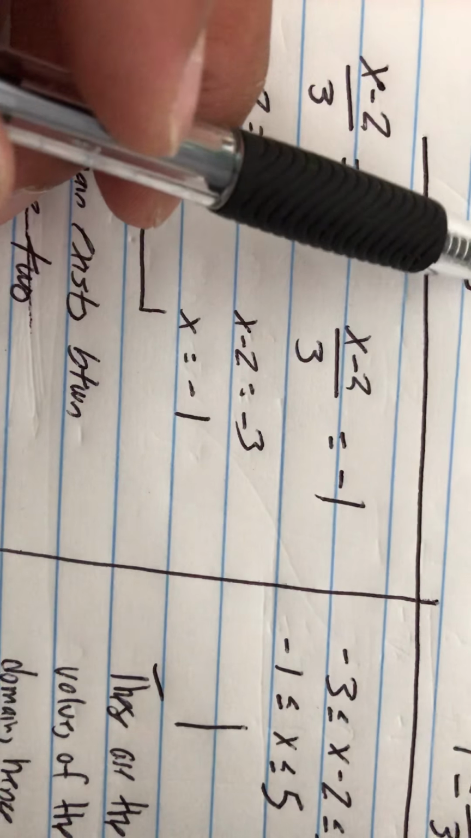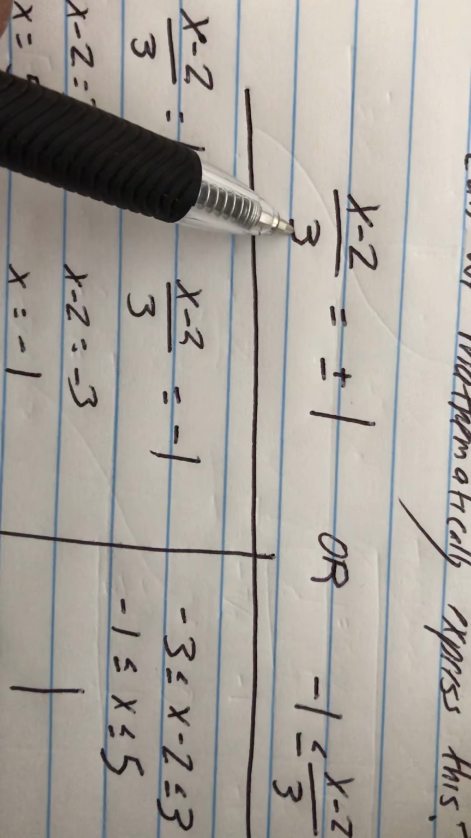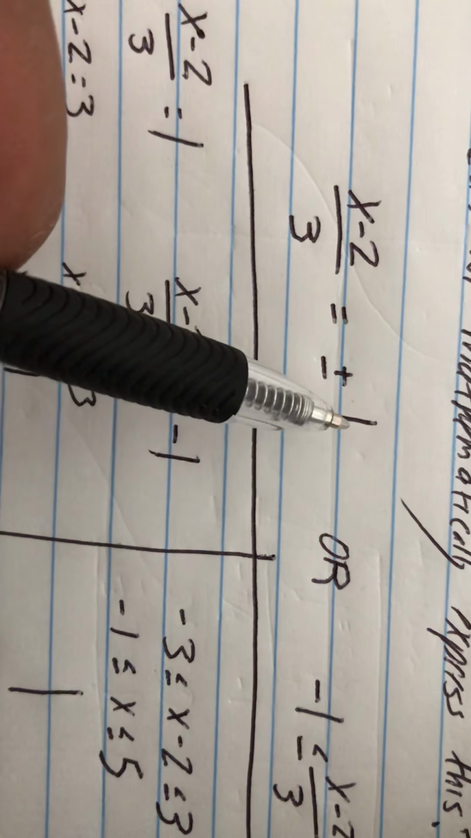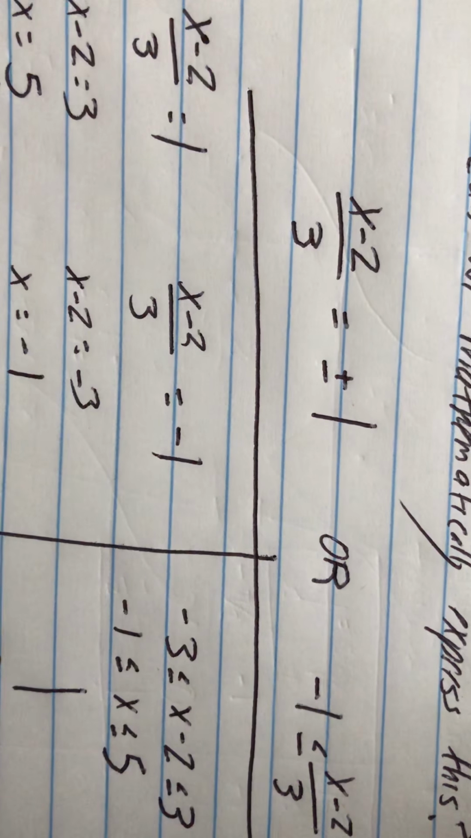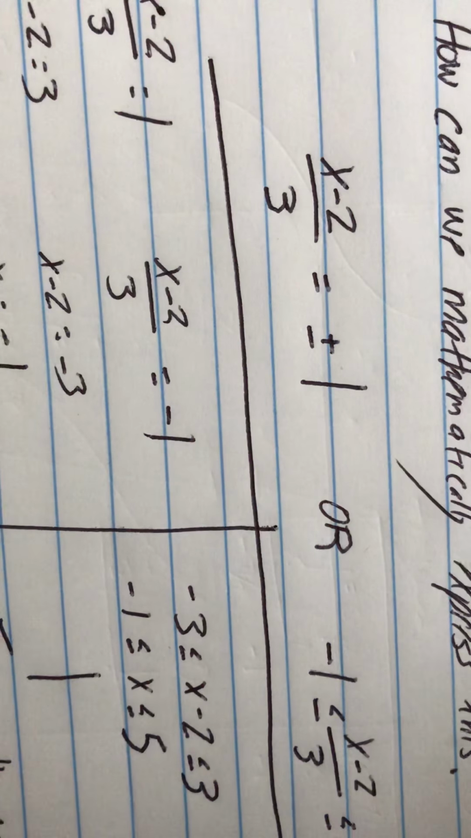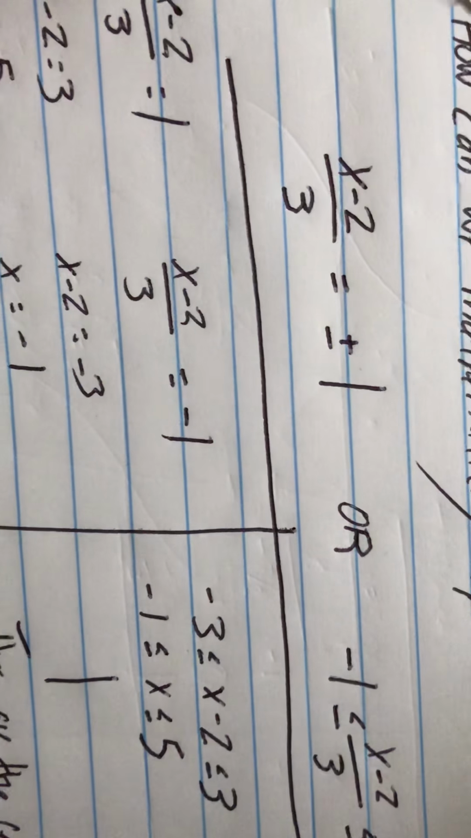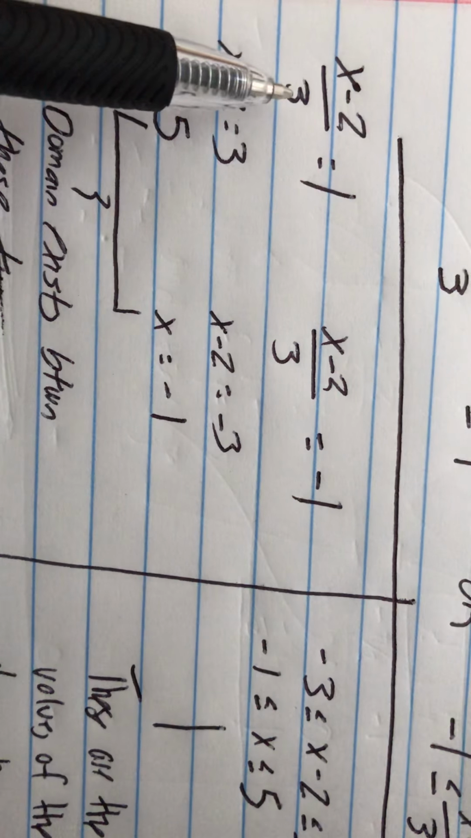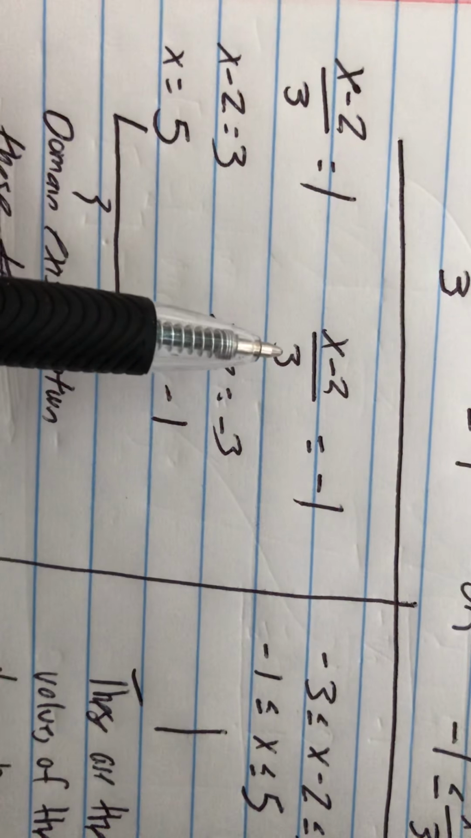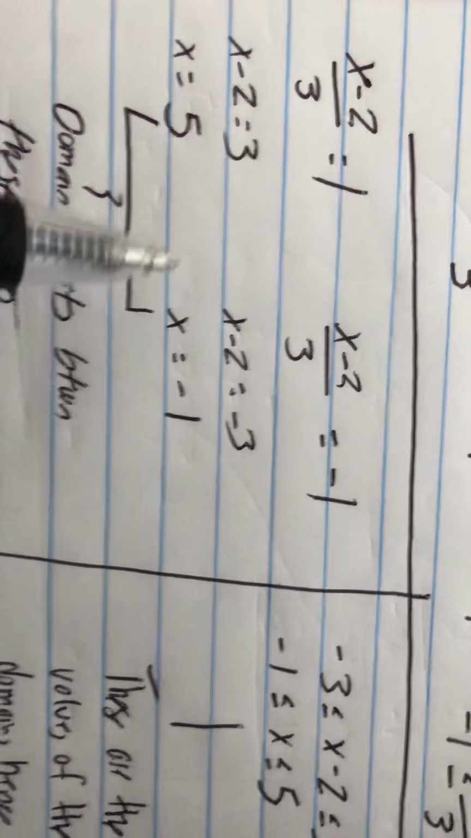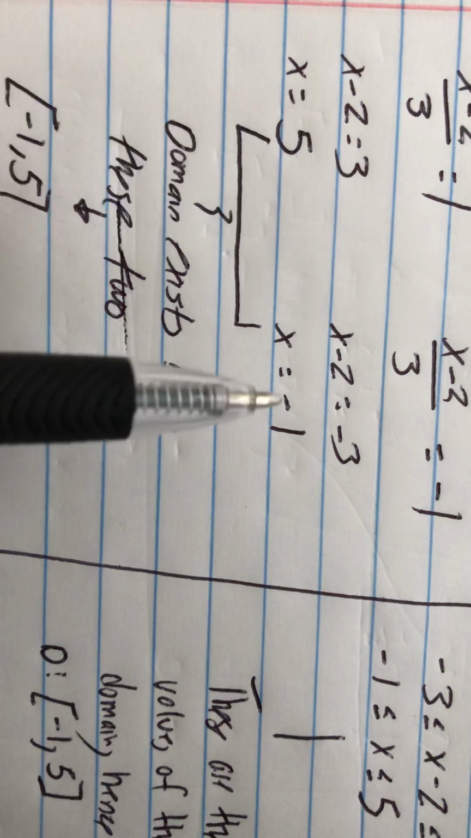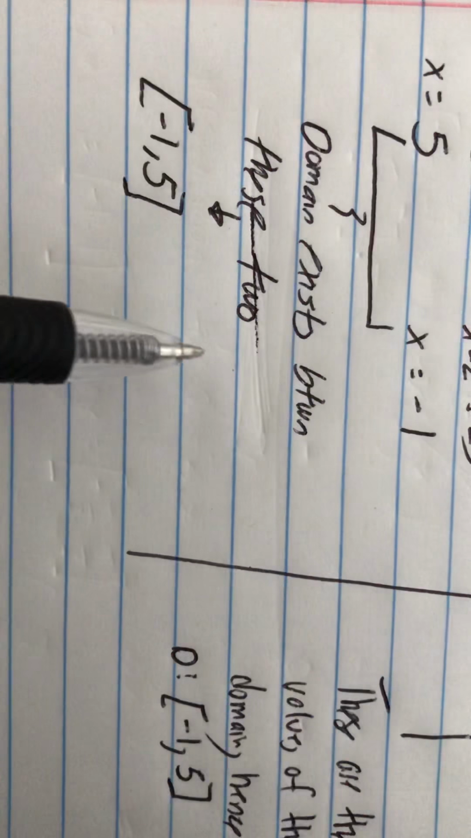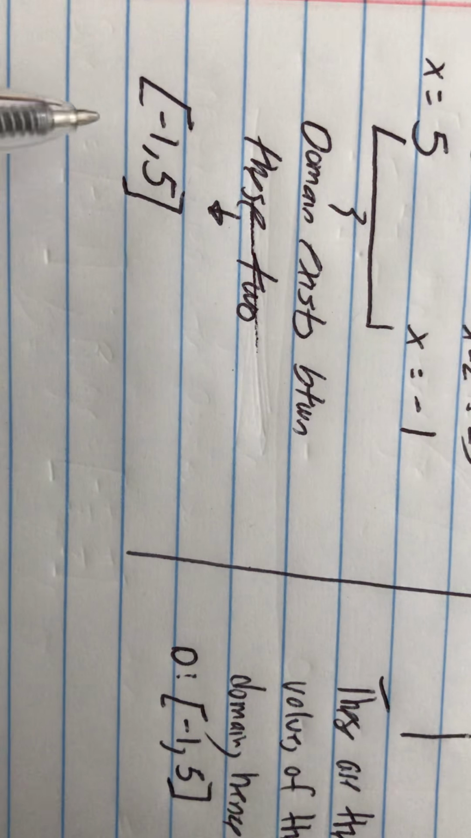So you could say that (x minus 2) divided by 3 is equal to positive or negative 1. Because the original range for arcsine of x is going to be negative 1 to positive 1. So we can find the extremities based off of this. So when you have (x minus 2) divided by 3 is equal to 1, and (x minus 2) divided by 3 is equal to negative 1, you get the values of x equals 5 and x equals negative 1. So the domain has to exist between both of these 2 values, and the domain then turns into negative 1 to 5.